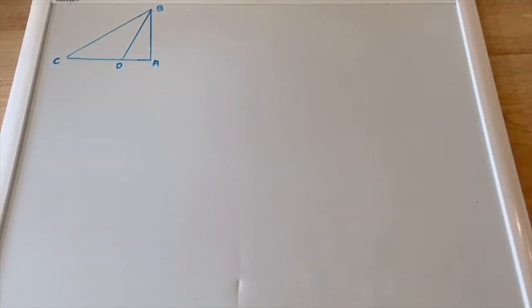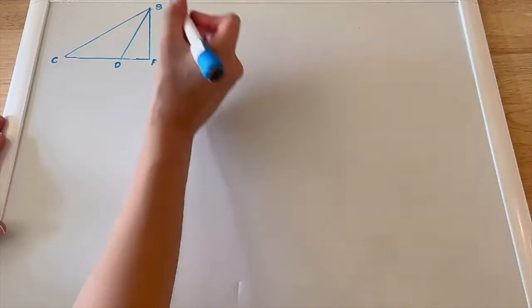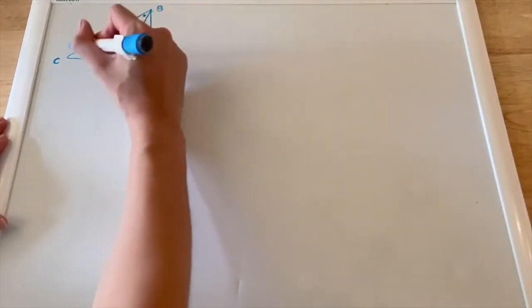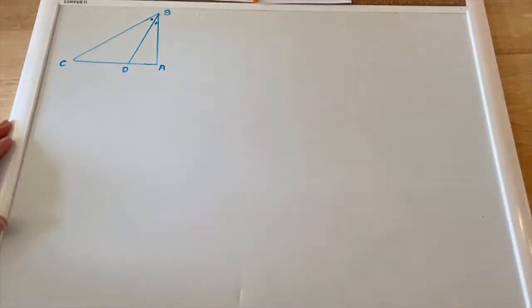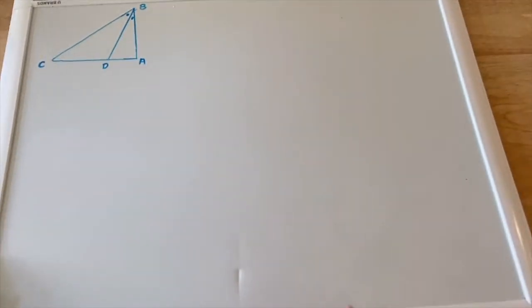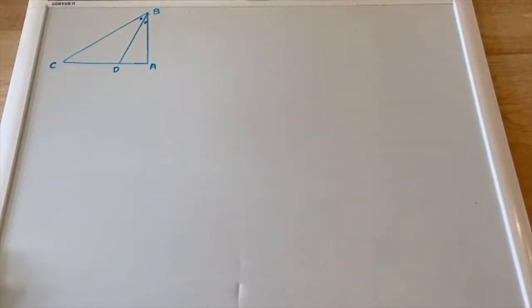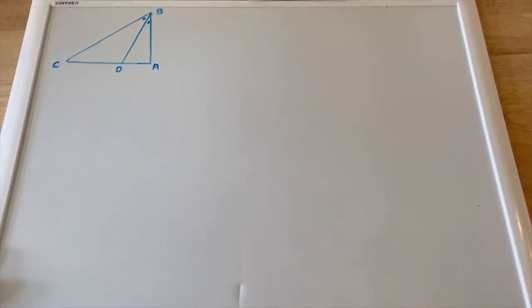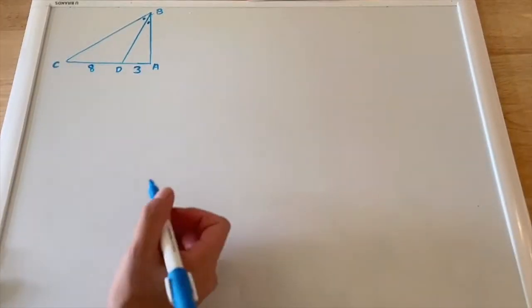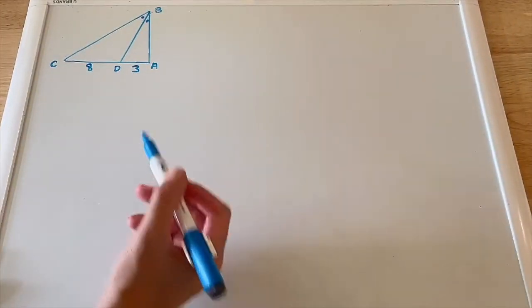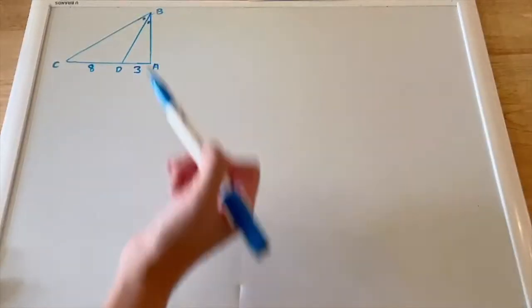So let's mark all the information that we know. We know BD is an angle bisector. So that means CBD has to equal DBA, so these two angles are equal. And it also says that AD is 3 and DC is 8. It is asking what the smallest possible value of the perimeter is, which is these three sides added together.